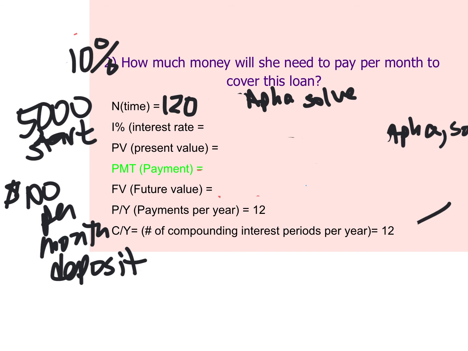All right, so your interest rate there was 10%. You should put a 10 there. Present value, negative 5,000. That means you started by giving 5,000 into the investment. Your payments are going to be negative 100 because they're coming out of your checking every month. And the key thing there is alpha solving here. Who understood that and did it right?